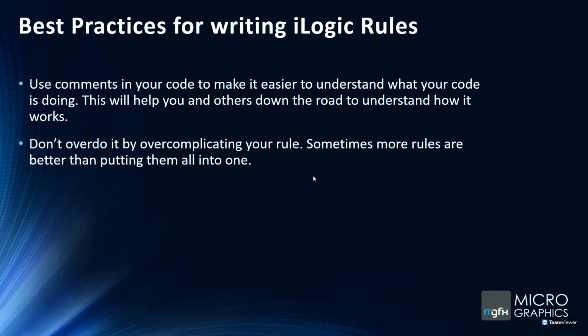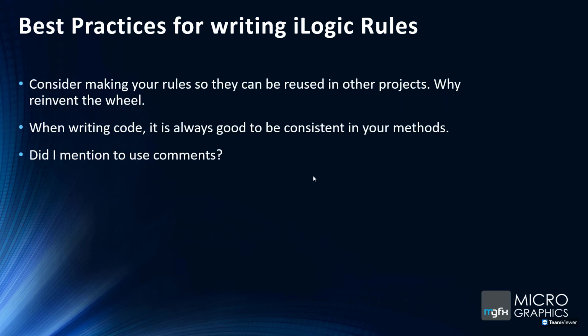Another thing, don't overdo it by overcomplicating your rules. Never do that. Rather, have more rules with less in each rule, and keep it simple. It makes it easier to troubleshoot when something goes wrong. And believe me, if you've done coding before, something inevitably does go wrong, and then you have to debug and you don't know what's going on. If you can break it up into smaller chunks, you'll be able to identify where things have gone wrong more easily.